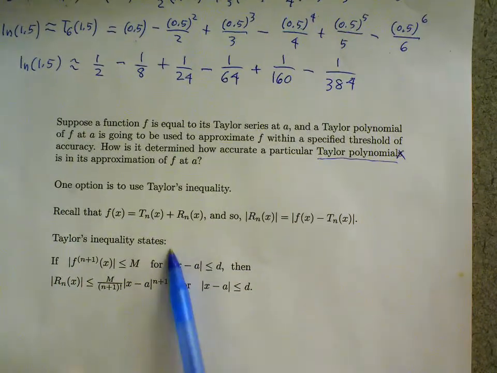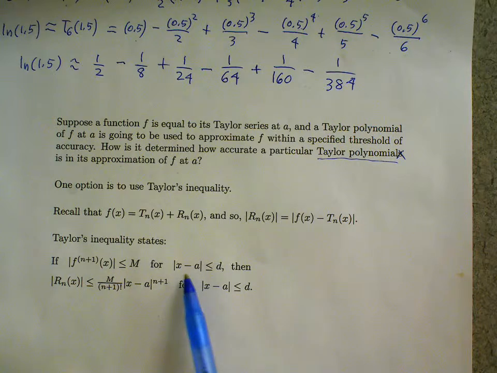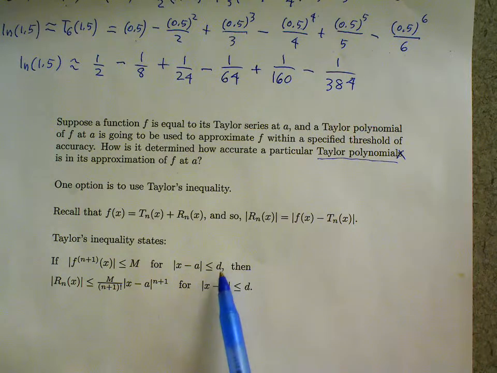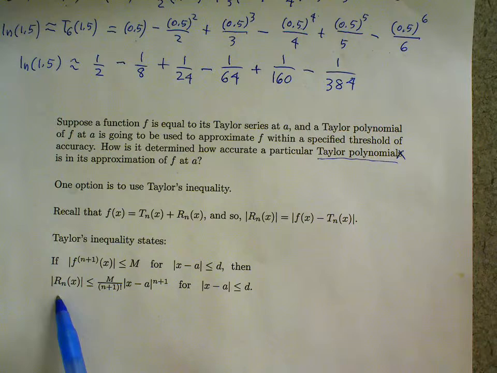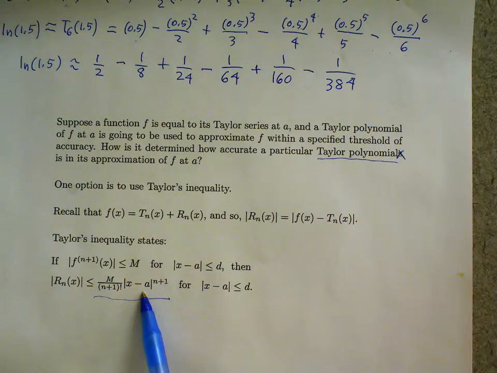And Taylor's inequality states that if the absolute value of the n plus first derivative of f is less than or equal to M whenever the absolute value of x minus a is less than or equal to some real number d, then the absolute value of the remainder is less than or equal to M divided by n plus 1 factorial times the absolute value of x minus a to the n plus first, for all values of x that satisfy this inequality, the absolute value of x minus a is less than or equal to d.